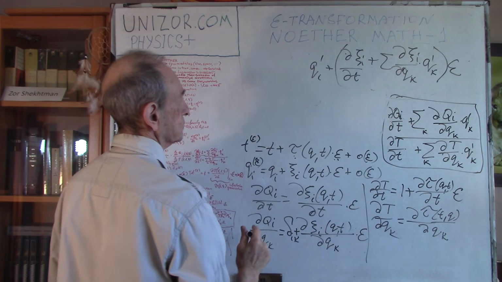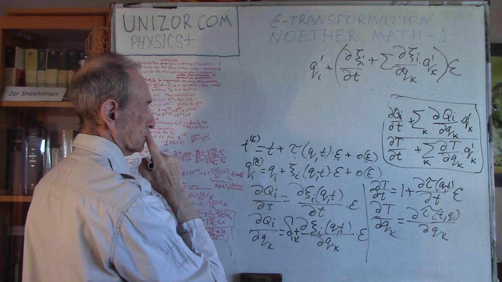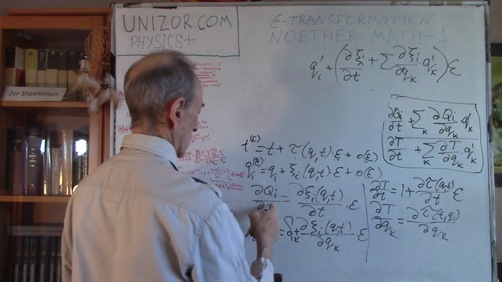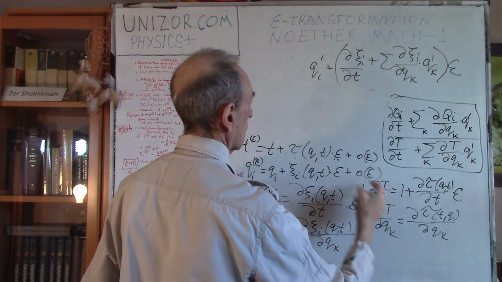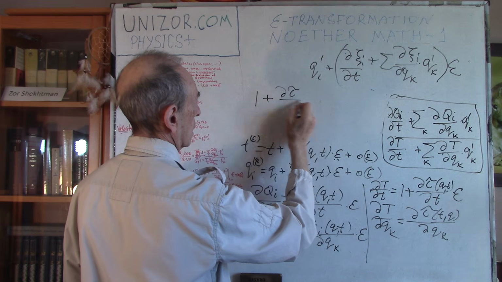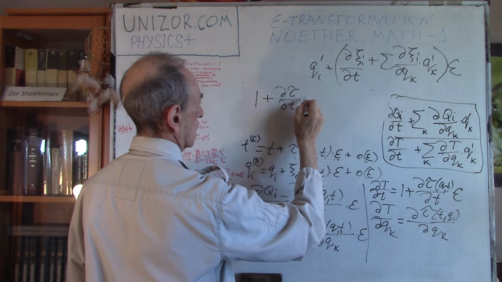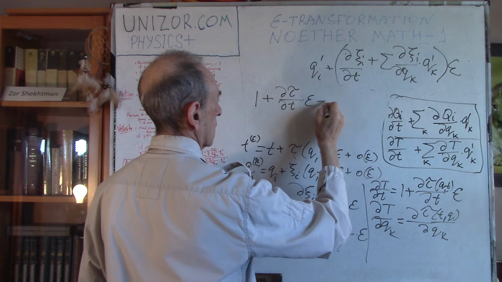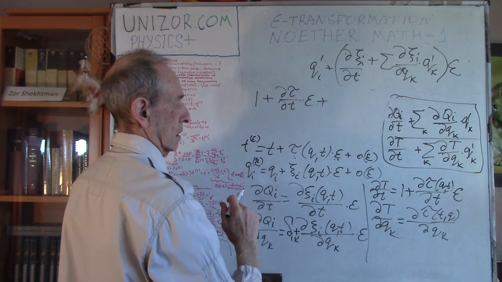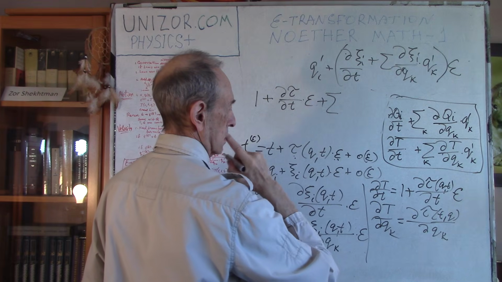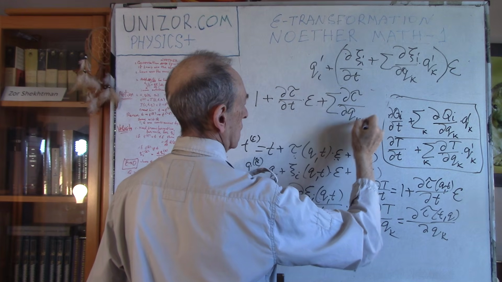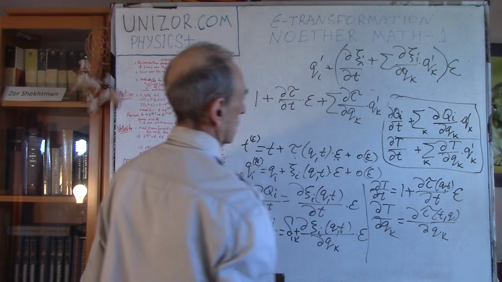Denominator is this one. So it's dt by dt, which is what? This one. Okay, so it's 1 plus d tau by dt times epsilon, plus this one multiplied by qk. So sigma d tau by dqk times qk velocity.